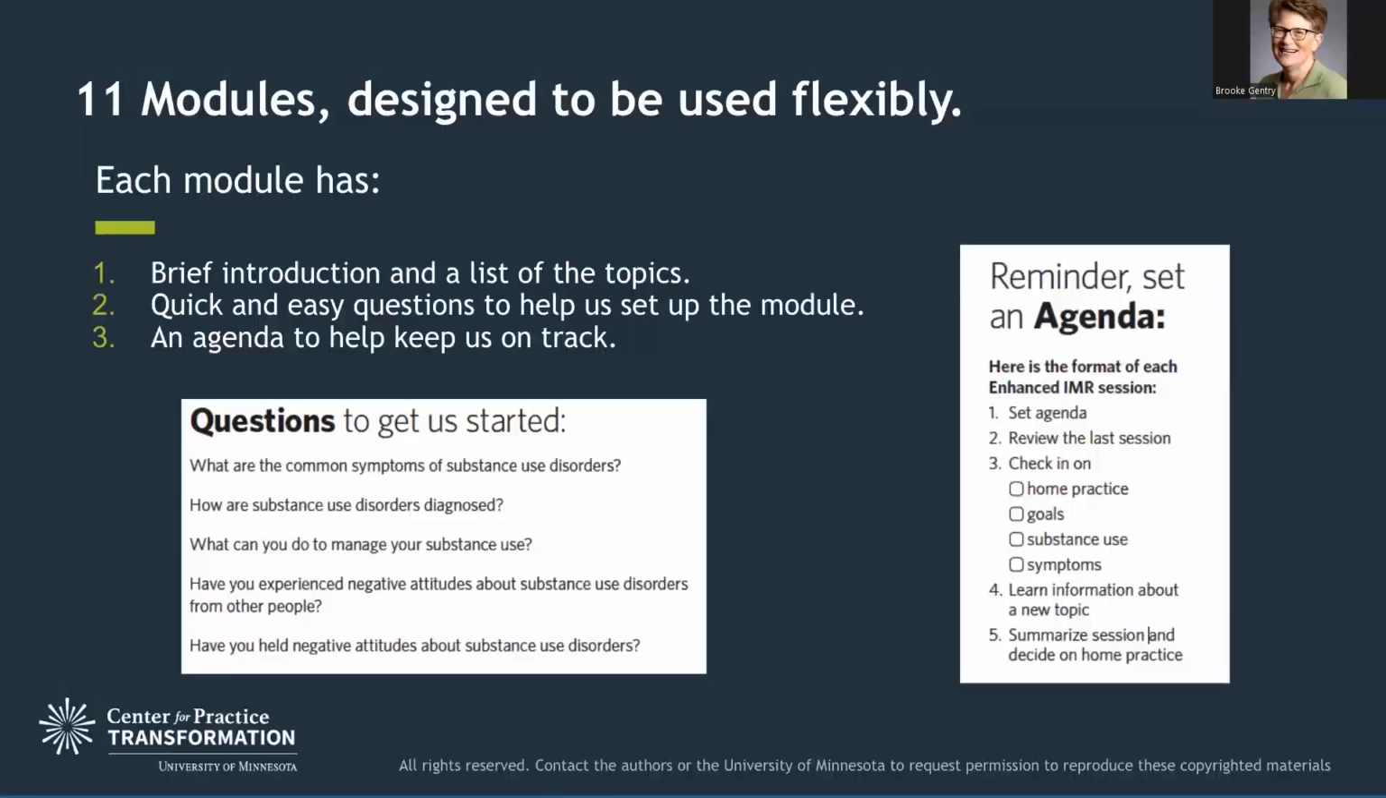Thank you, Julie. At the front of each module, we have a brief introduction, and there's a bunch of questions to get us started. So it's super nice with clients. It kind of gets the juices flowing, for lack of a better term. You get to talk about what this might mean and get them primed and ready to talk about the topic. And for each session, we always encourage setting an agenda. It's just a nice way of reducing anxiety for us and for our clients, and setting some expectations and parameters around time, right? And what we're doing during our session. So these are the components of an agenda in E-IMR.